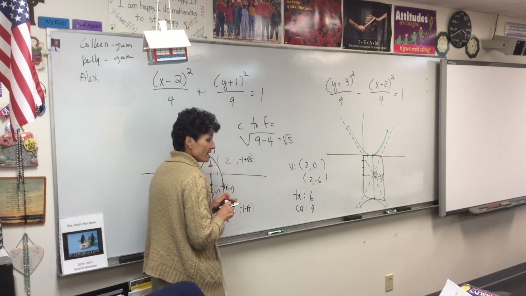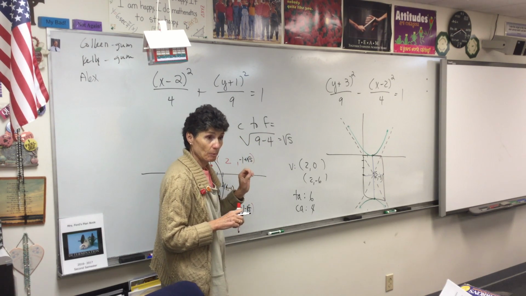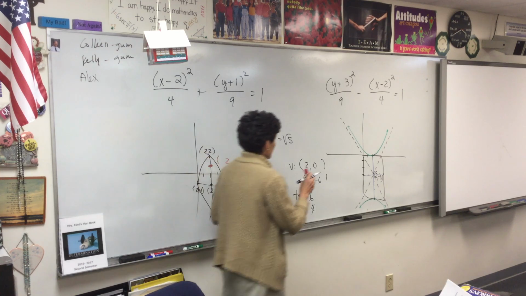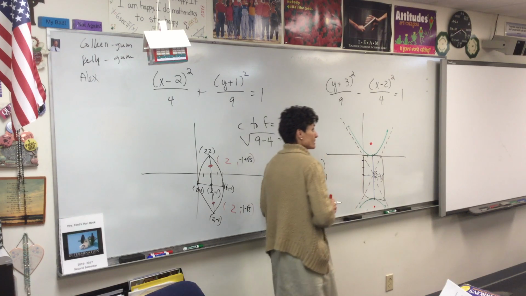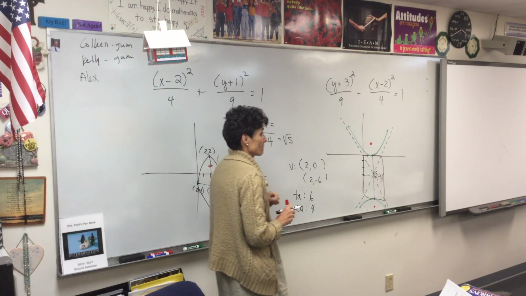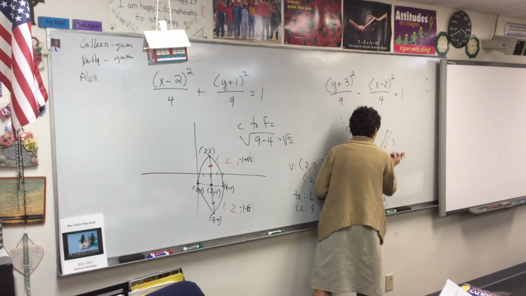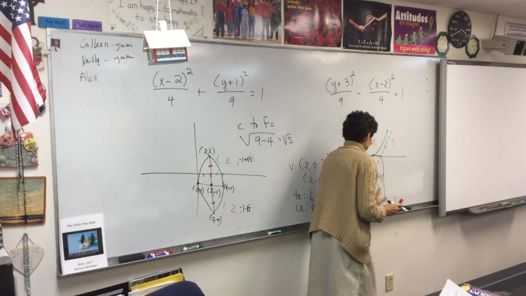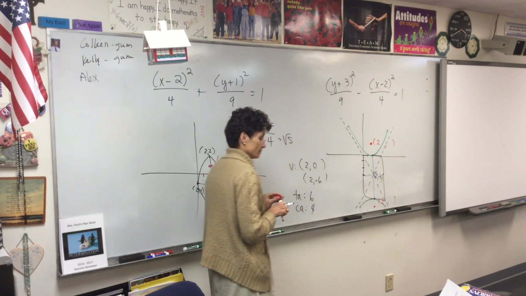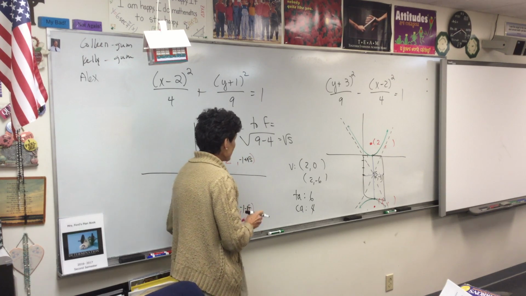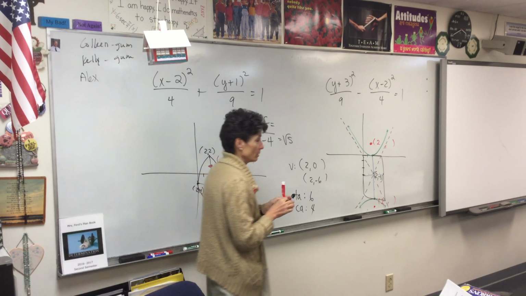The foci are inside the hyperbola, right? So they're going to be here and here. And just like with the ellipse, half credit, easy. What do you know about these 2 red points? The x has to be 2. Now to find the y, it's a little bit harder. You need to remember the rule.